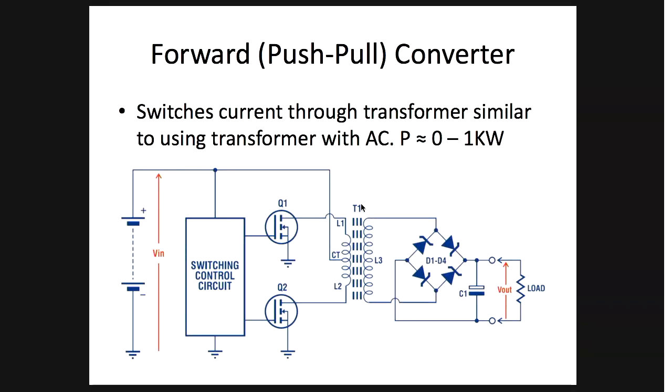Again, forward push-pull converter. So there are different types of topologies. You don't have to study them, but the advantage of this one is it switches current through the transformer, similar to using a transformer with AC, and the power can go from 0 to 1 kilowatt. And these types of things are already available in the market.